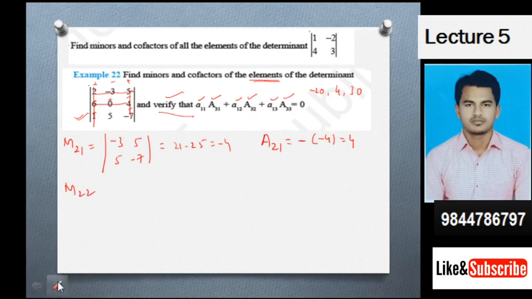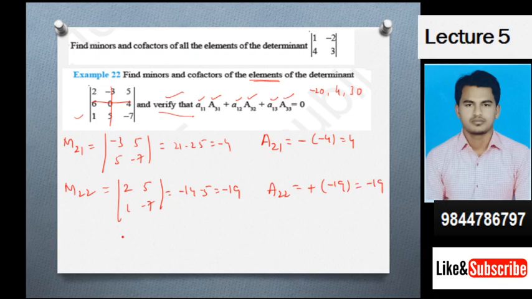M22, it means what? Eliminating the second row and second column, that is 2 5 1 minus 7, which is equal to minus 14 minus 5, that should be minus 19. What can you say about A22? 2 plus 2 is 4, 4 means plus, so A22 should be minus 19.